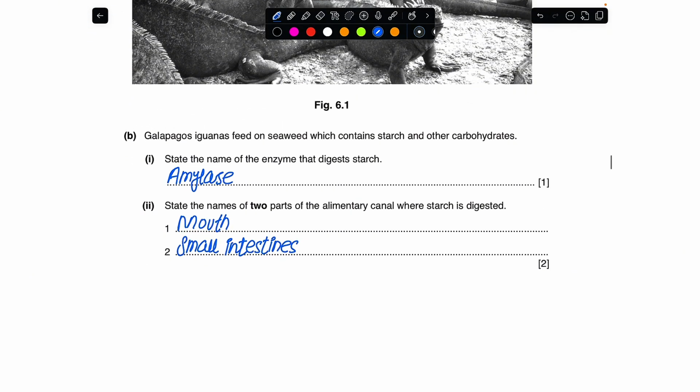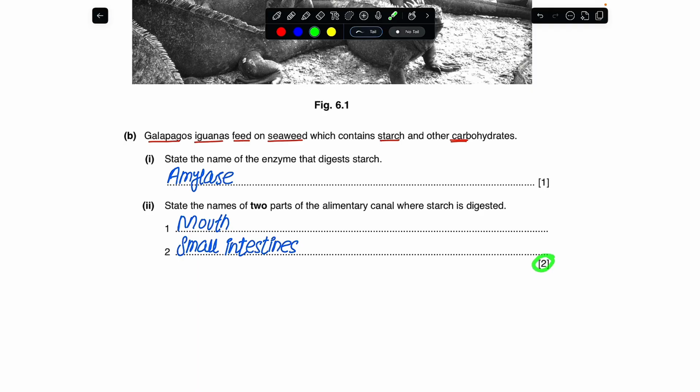If you go toward the questions, before that, let us see what the examiner has to tell us: that Galapagos iguanas feed on seaweed, which contains starch and other carbohydrates. So this is the food they are eating, the seaweeds. The nutritional content of the seaweeds is that it has starch in it, and it also has some other carbohydrates in it. For 1 mark, they want you to state the name of the enzyme that digests starch. The enzyme for starch breakdown is amylase.